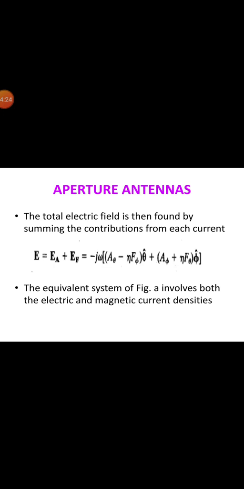So the equivalent system of figure A involves both the electric and magnetic current densities. Then the radiation fields for z greater than 0 are found by one of three equivalent systems. That is, with Js and Ms on S, E is equal to EA plus EF. With 2Js on S, E is equal to 2EA. And with 2Ms on S, E is equal to 2EF.